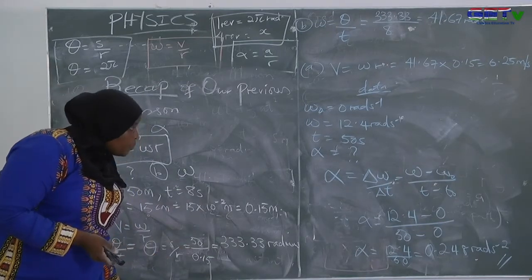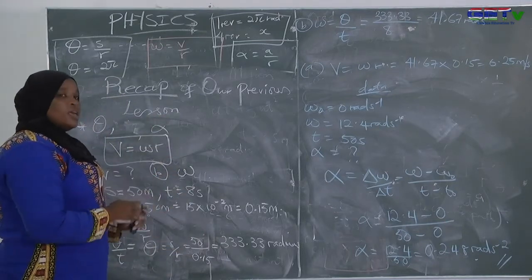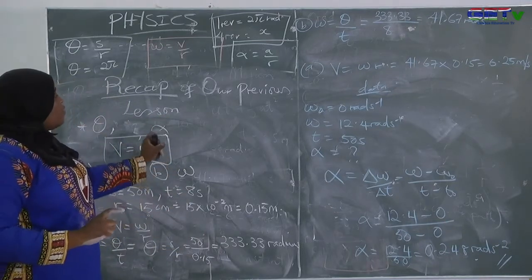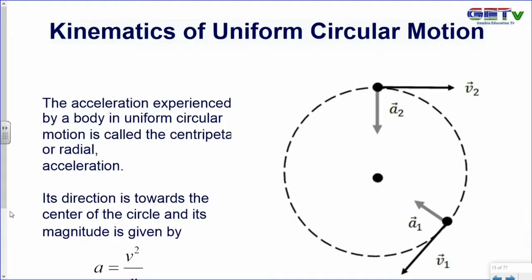Now remember, I told you if an object moves with a change in velocity, it accelerates. But if the velocity is constant, then the acceleration will be 0. But if you recall from when we started, I told you that when an object moves in a circular path, two things occur. The magnitude of the velocity will be the same, but the direction of the velocity changes from one point to another. In other words, the speed will be the same, but the velocity changes.